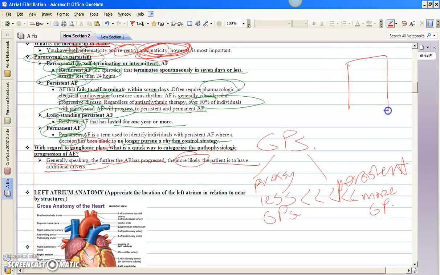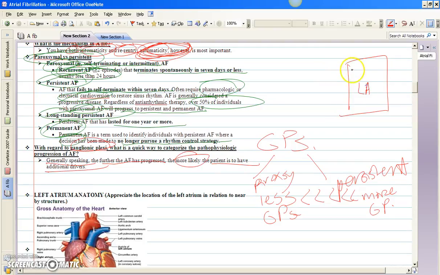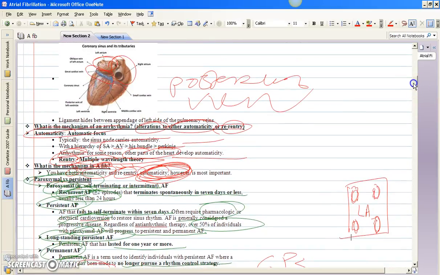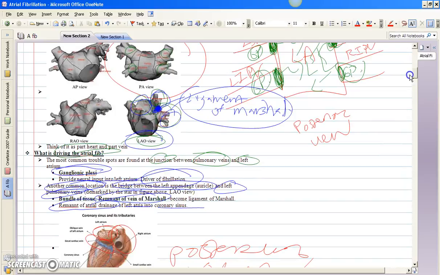So just to put it back into the left atrium and a spatial orientation, we have these pulmonary veins. These are the most common sites. And the second most common site being the left atrial appendage, also known as the ligament of Marshall. So let me scroll back up real quick. Right here. That's the second most common site.